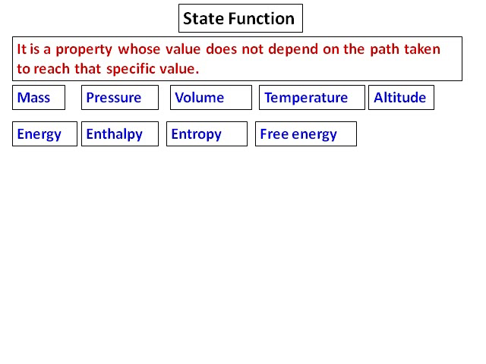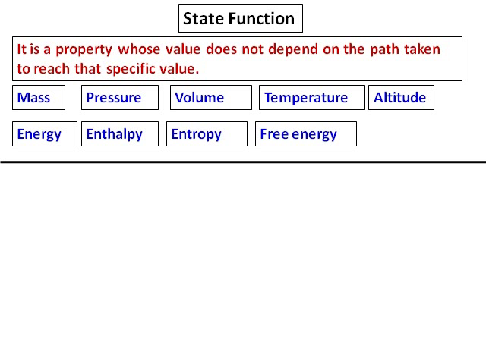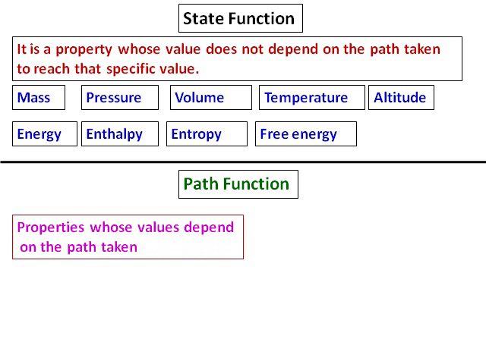So if you know what a state function is, you should also learn about the next kind of function. That's a path function. So what is a path function? In the case of a path function, its properties depend on the path you take. Some examples of a path function are work and heat. So let's just understand this now.